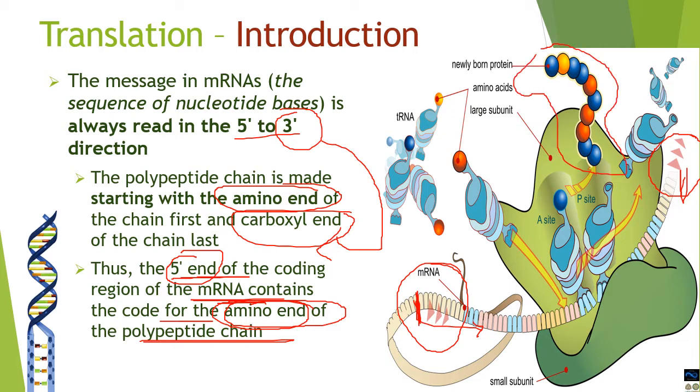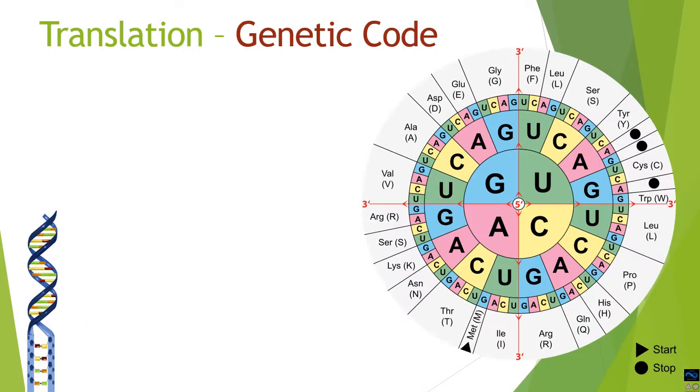So the first amino acid which will be coded will be the one which is at the amino end, and the last codon will code for the amino acid which is at the carboxyl end of this polypeptide.